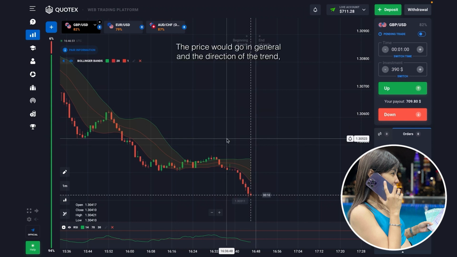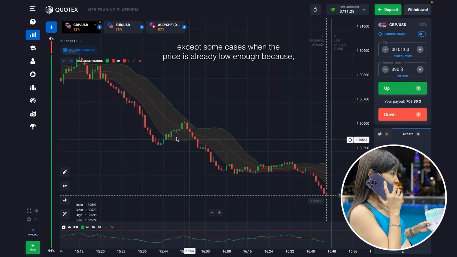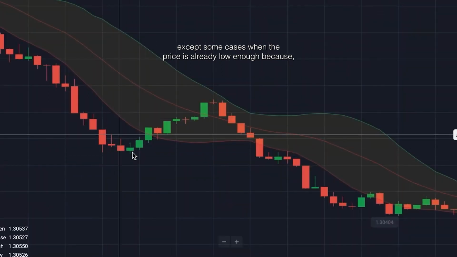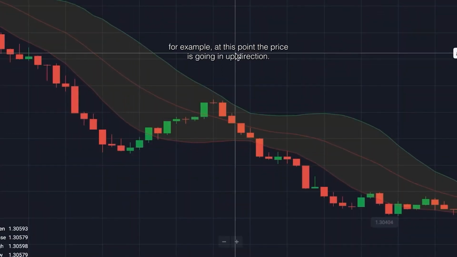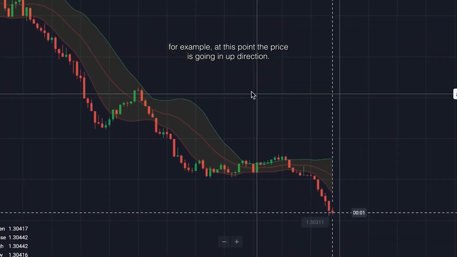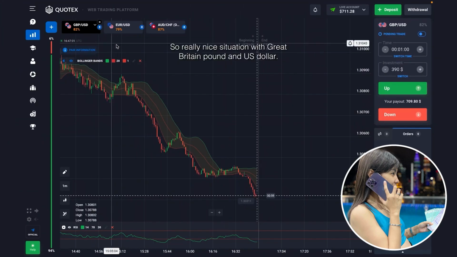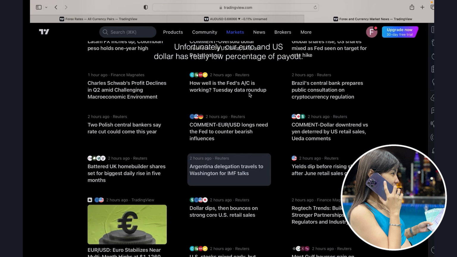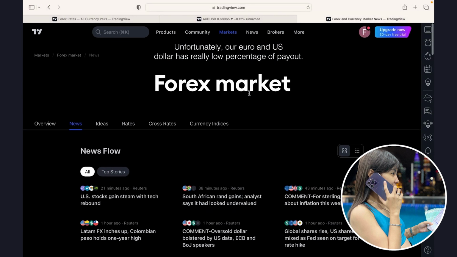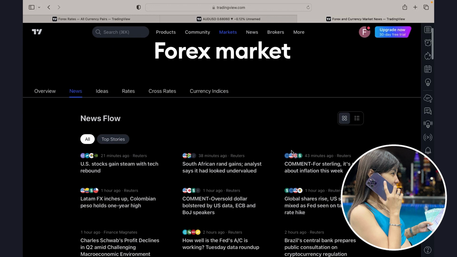And the price would go in general in the direction of the trend, except some cases when the price is already low enough, because for example at this point the price is going in that direction. So really nice situation with Great Britain pound and US dollar. Unfortunately, our euro and US dollar has a really low percentage of payout.